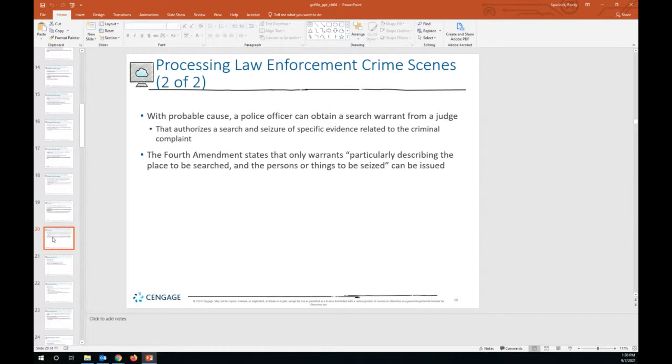Now, the Fourth Amendment states that only warrants particularly describing the place to be searched and the persons or things to be seized can be issued.